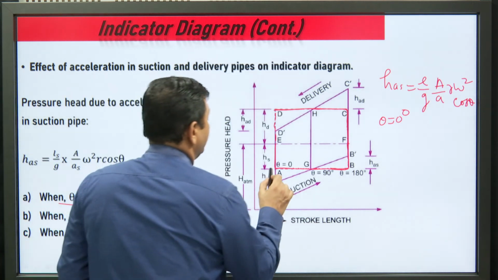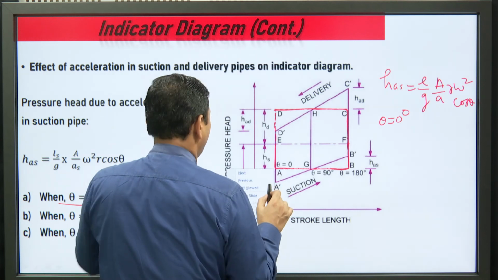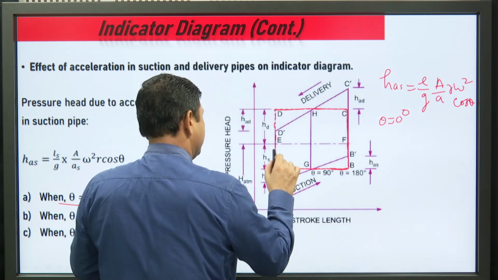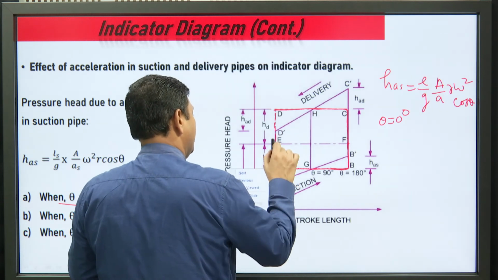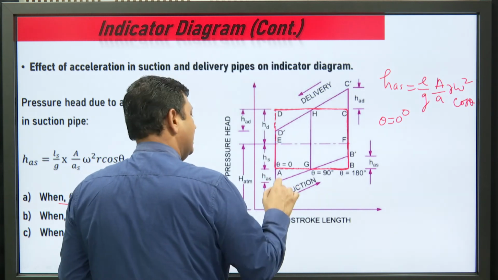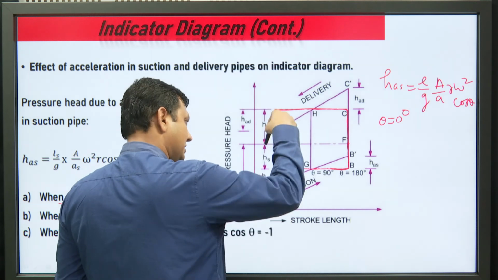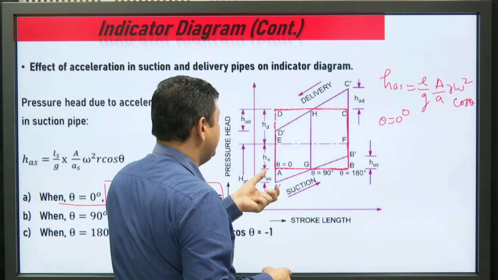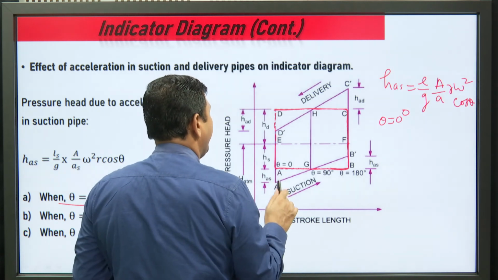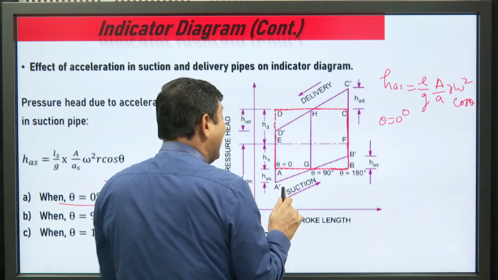So HS plus HAS is a positive value. Again, the pressure goes lower than the atmospheric pressure, HS, on the downward side. So initially this is the effect. In place of A, the new diagram becomes A dash.